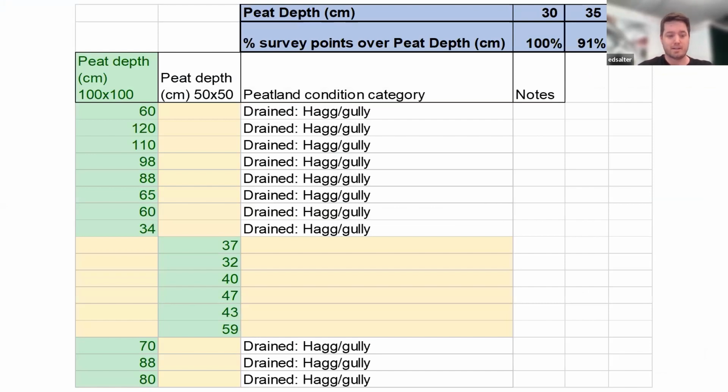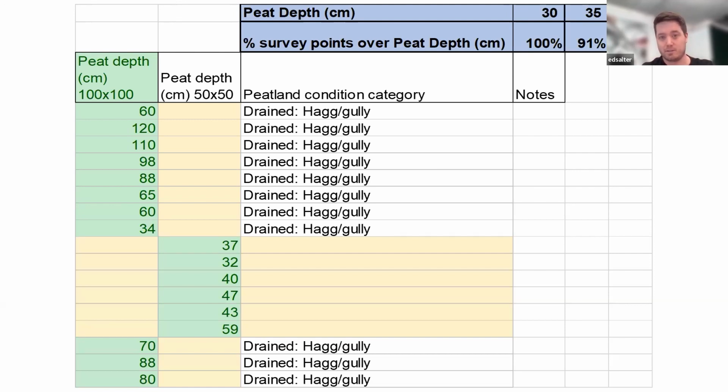All right, so here's an example screenshot of the peat depth template. I entered the data into the 100 by 100 metre column you see on the far left, all in green. If anything was going to be below 30 centimetres, then it would not show in green, it would be white. Once you hit the measurements of the shallow peat, I've moved to 50 by 50, and then once you hit the deeper peat, I move back to the 100 by 100.